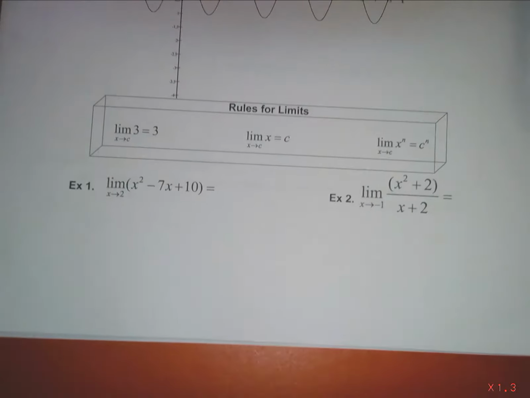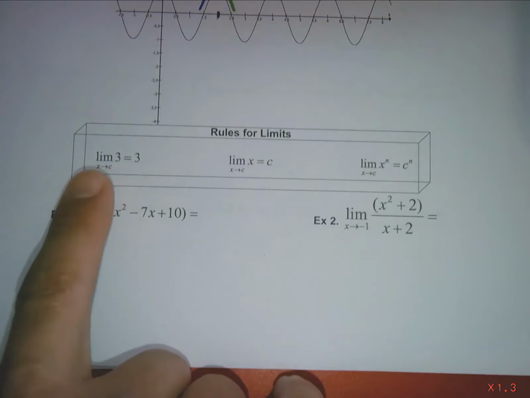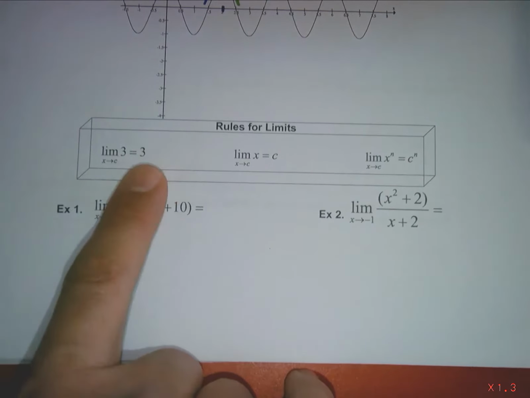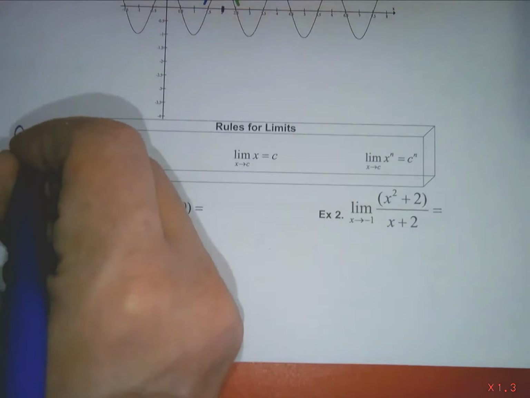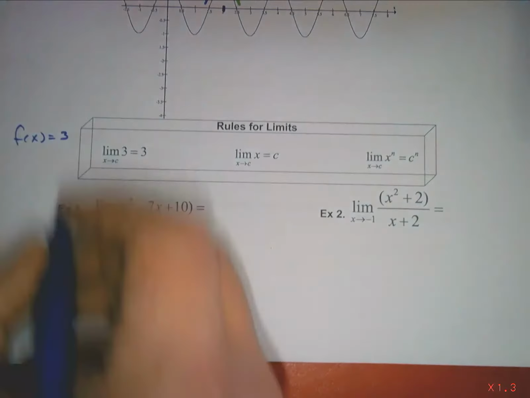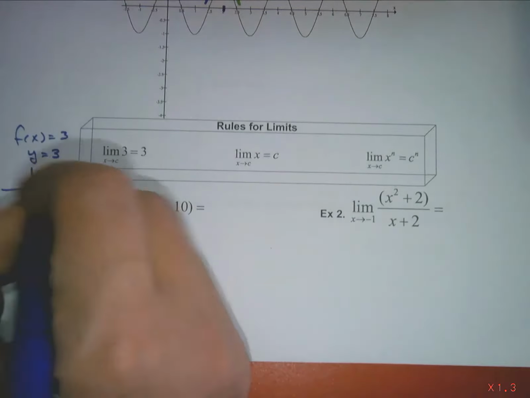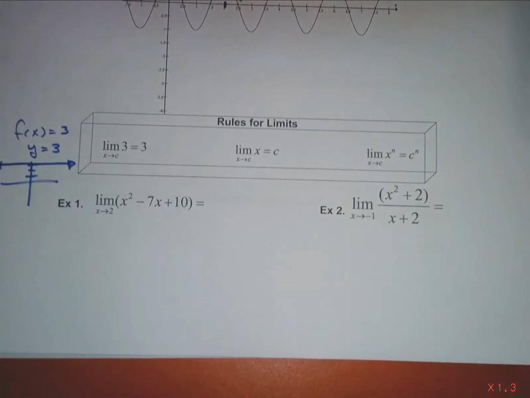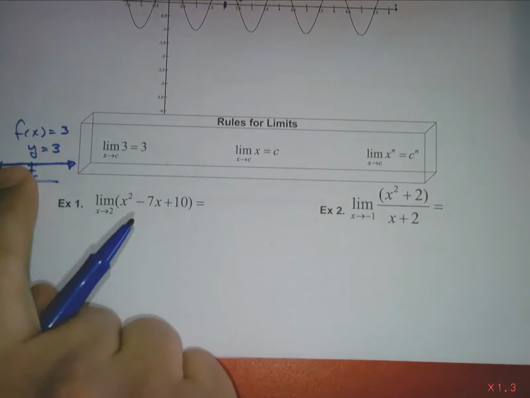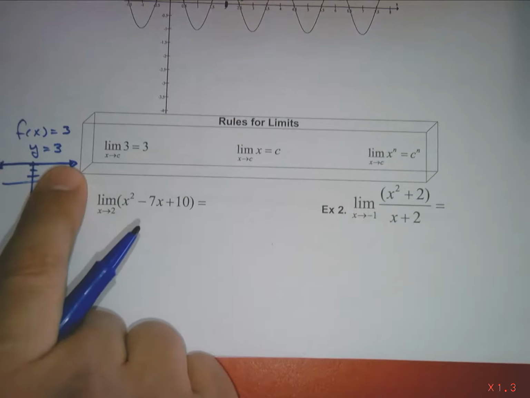So new rules for today. It says here, rules for limits. If I have the limit of 3, as x approaches any number, the answer is going to be 3. Understand that this 3 represents a function, like f of x equals 3. Or think of y equals 3. Okay? Visually, 1, 2, 3, we should know that this is a horizontal line. And no matter what x value you're approaching, the height of this line is always going to be 3.